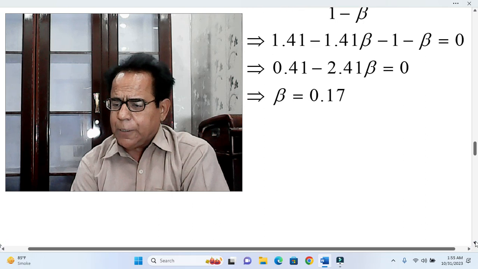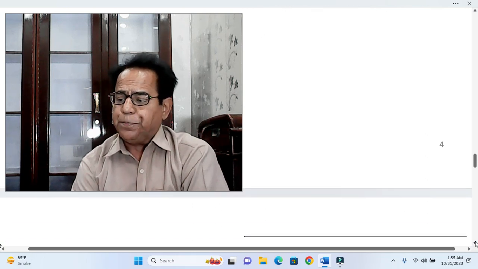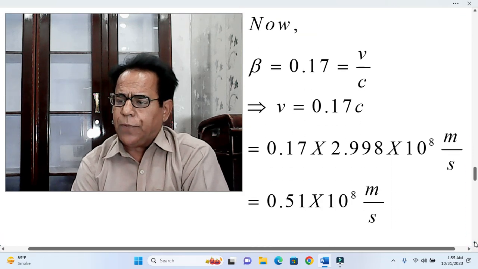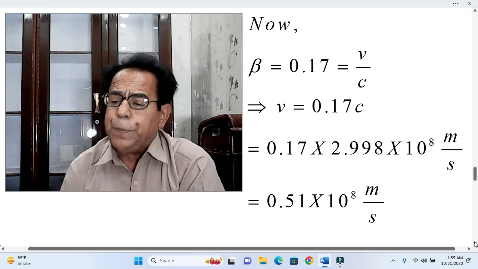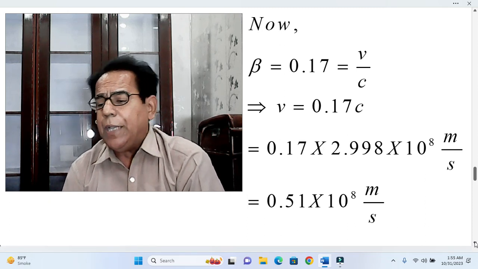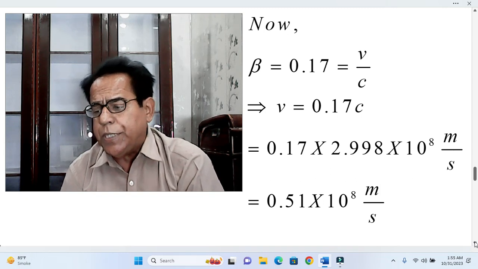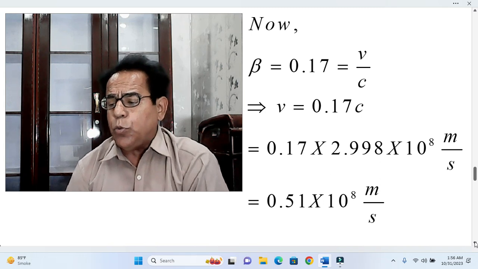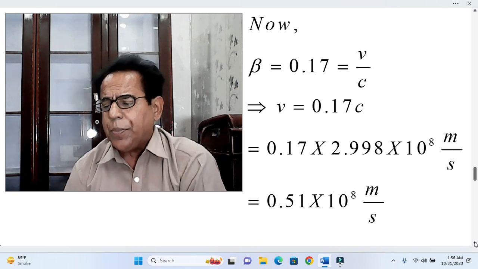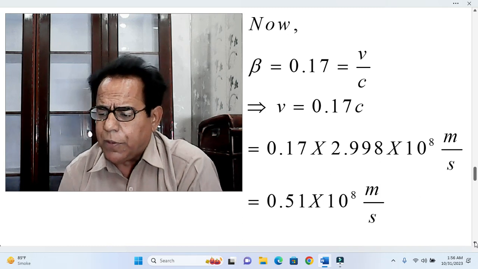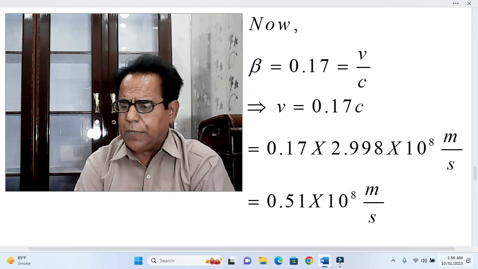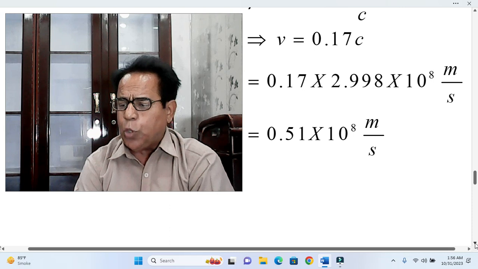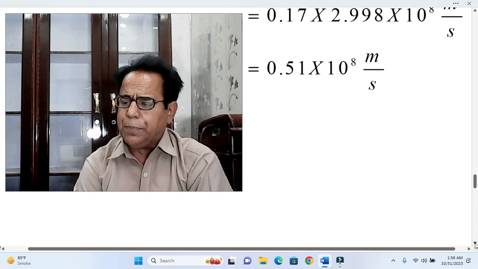What is beta? Beta is the speed parameter, that is V over C. Okay, now beta is equal to 0.17. We know that beta is the speed parameter V over C, so from here V will become equal to 0.17 into C, and we know that the value of C, that is the speed of light, is 3.0 into 10 raised to the power 8 meter per second, or 2.998 into 10 raised to the power 8 meter per second. Okay, after simplification we will get the value of V as 0.51 into 10 raised to the power 8 meter per second.